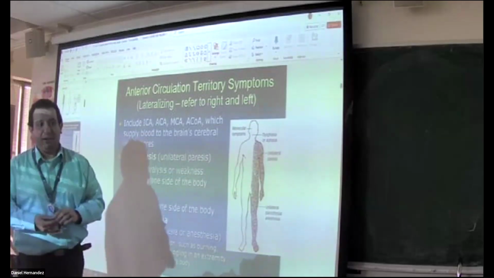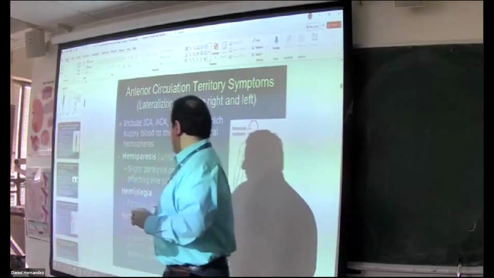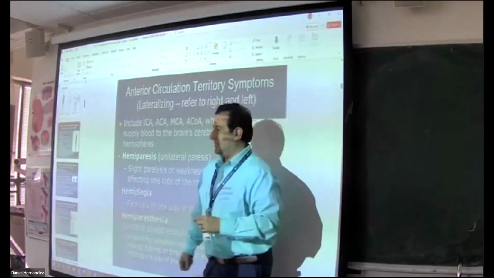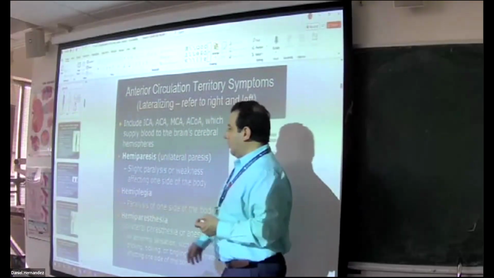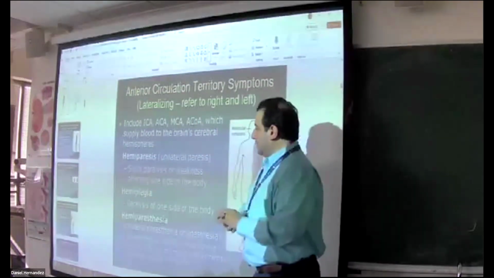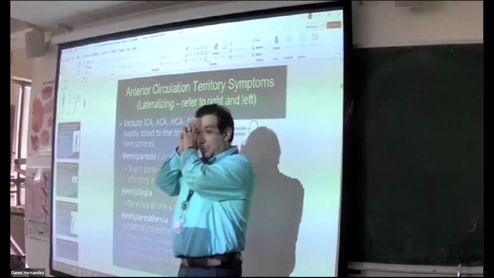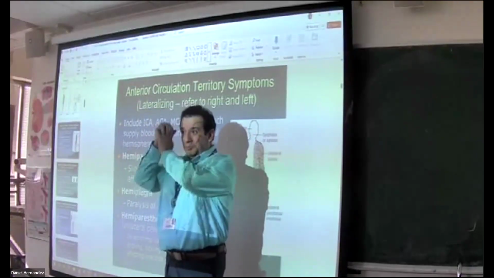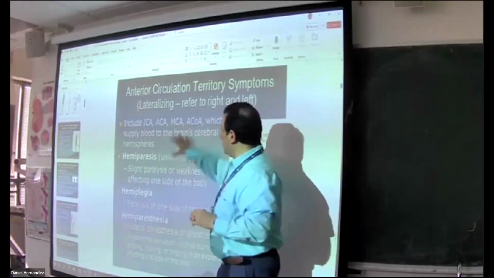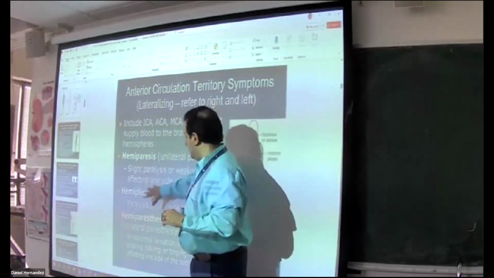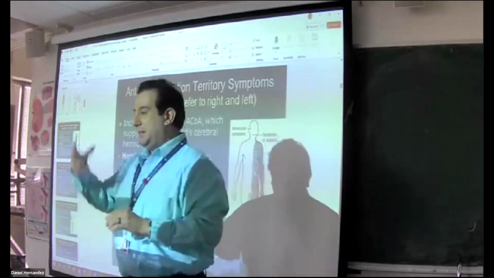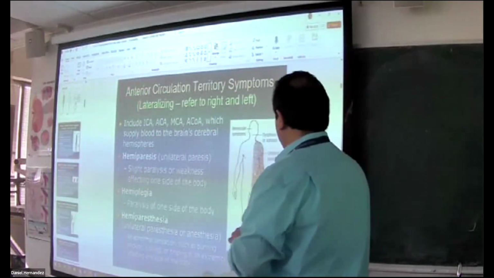So when you start getting questions about, patient presents with left-sided paresis, left-sided weakness, or left arm paralysis, you know right away that it's the right side of the brain that's affected, and it's the right ICA. So it's the right anterior circulatory pathway. So these are all anterior symptoms: paralysis, plegia, paresthesia. So weakness, paralysis of one side of the body.